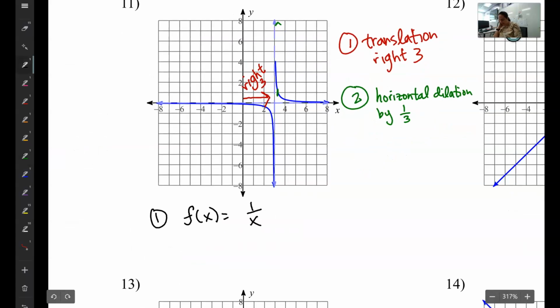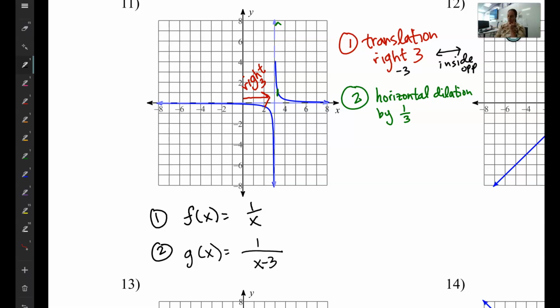And now we need to put these in our equation. So, number 2, I need a new equation, g of x. I need a translation right 3. Well, if I'm going right, that's side to side. So that's going to be inside and opposite what we think it should be. So instead of right, it's going to be a -3. So I'm going to go inside, meaning inside the denominator, and write a -3.